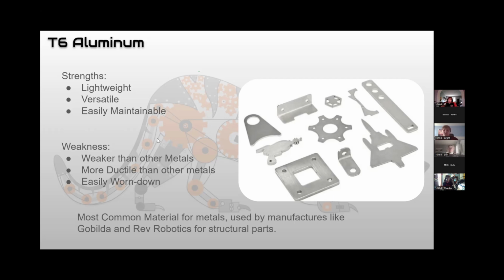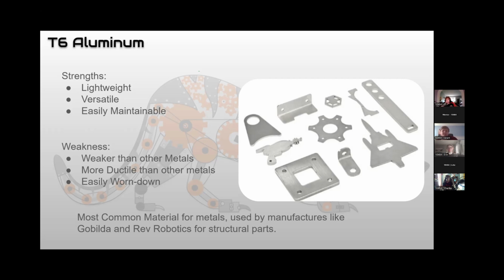But this is definitely the weakest of all the metals, and it bends a lot more easily compared to all the other ones that we're going to show later on. And over time, all that bending it does will wear down the metal itself so that it has less strength when you go on.